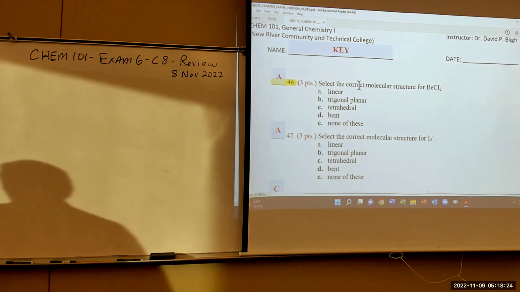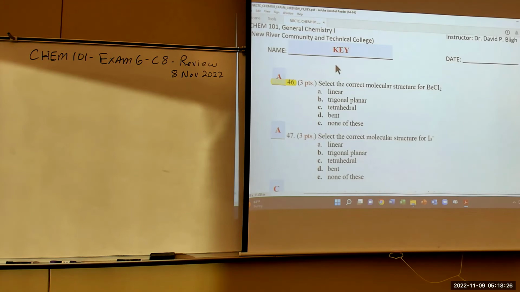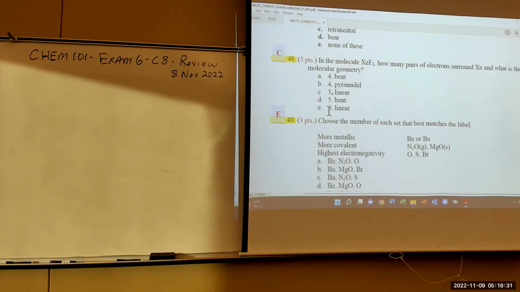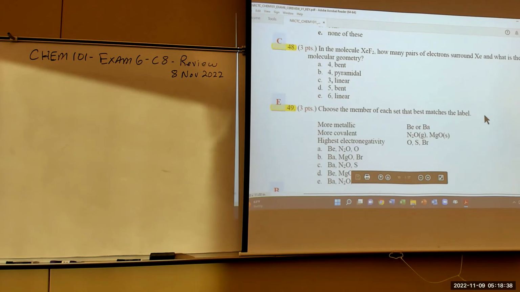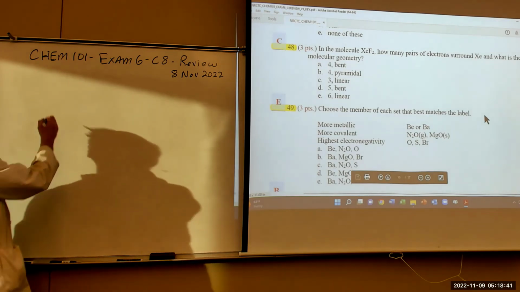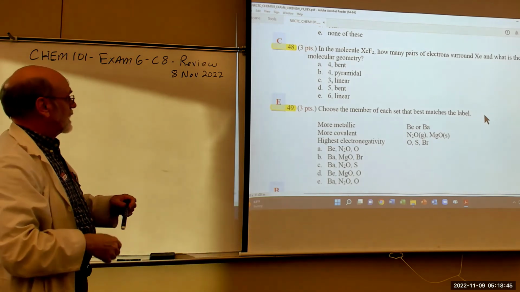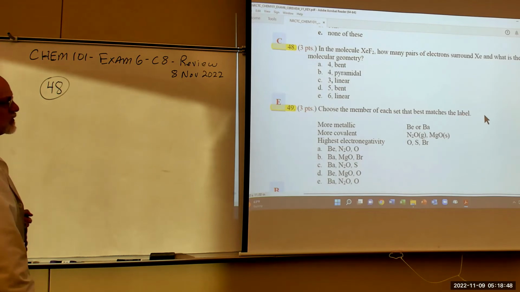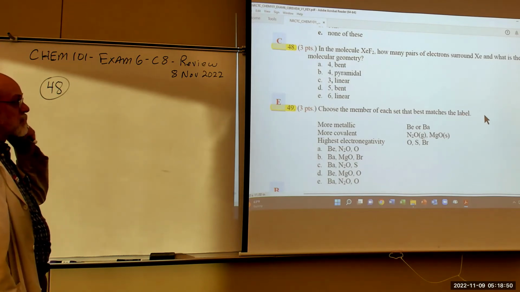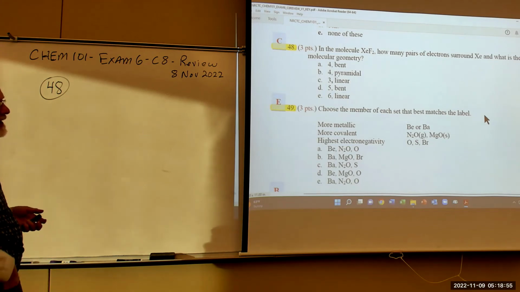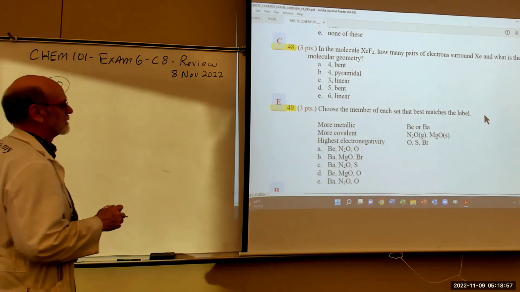All right. 46, 47, 48, I think is one. 49. Yeah, we can squeeze 49 in there, I think. Roll a little bit. There we go. 48, 49. All right. In the molecule XeF2, xenon difluoride, how many pairs of electrons surround xenon, and what's the molecular geometry?